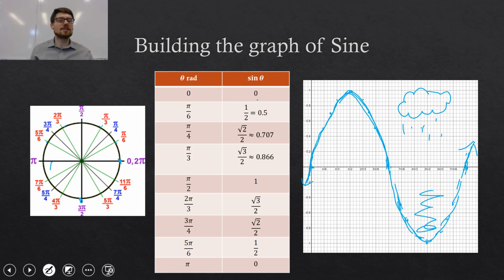Anyway, that would be the graph of sine. It looks a lot like the graph of cosine, but it's shifted.